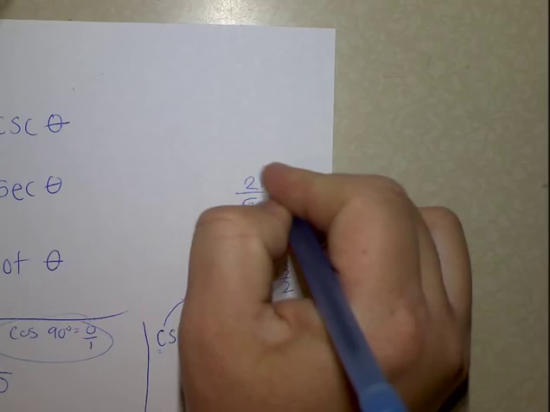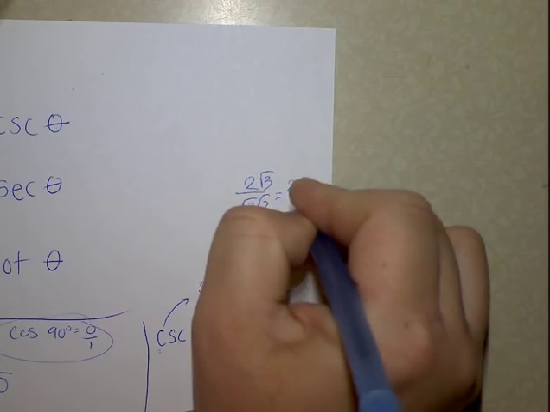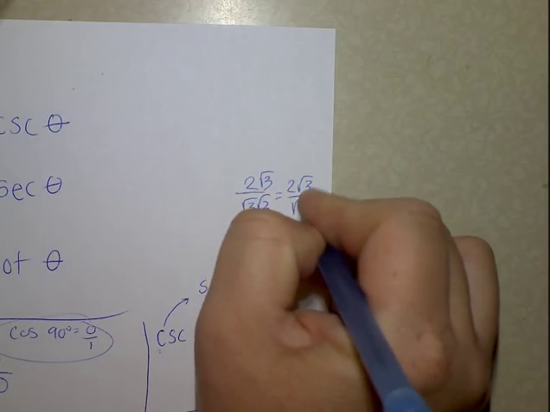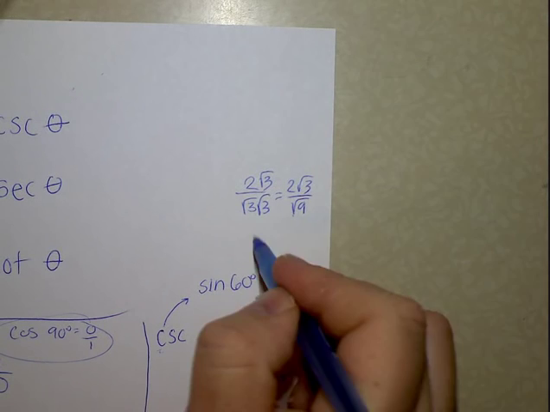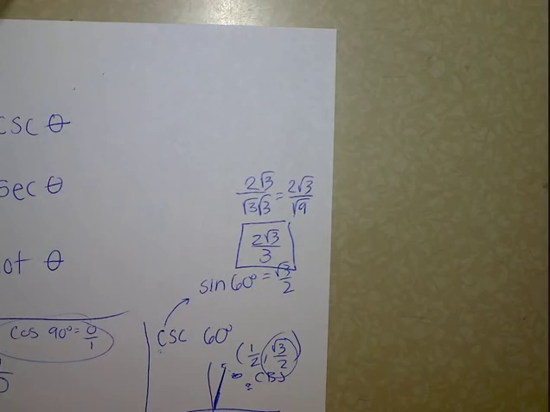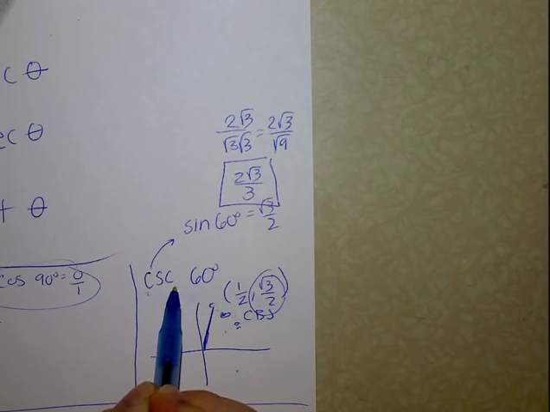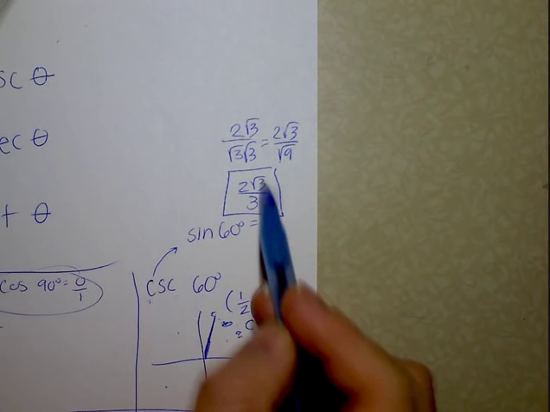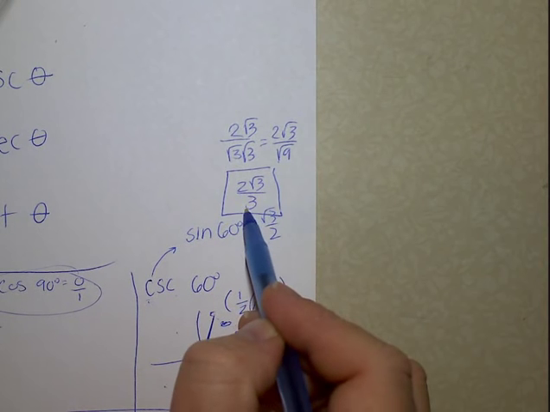Radical 3 on top, radical 3 on the bottom. 3 times 3 is 9, and we know the square root of 9 is 3. This is my answer. Now we decide, is it positive or is it negative? In quadrant number 1, all-star trig class, everything is positive, so this final answer is positive. The cosecant of 60 degrees is equal to 2 radical 3 over 3.